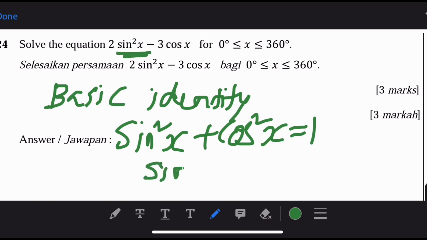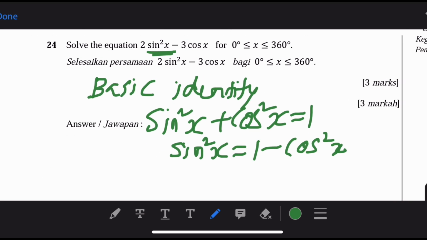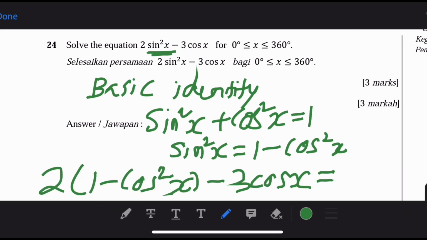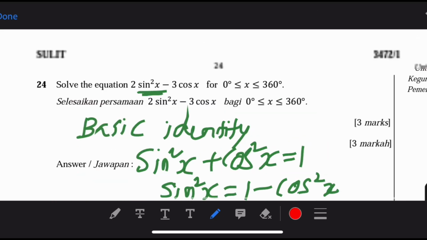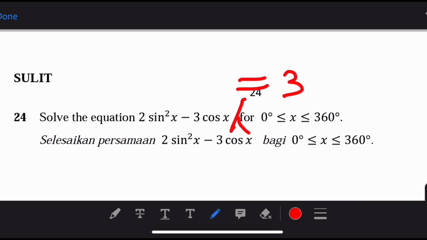But basically, when I see there's a sine square x, in my mind, I'm thinking about the basic identity: sine square x plus cos square x equal to 1. So I would like to convert the sine square x into cos square x. So I will write sine square x equal to 1 minus cos square x. Later I need to make sure they have the same or common unknown.